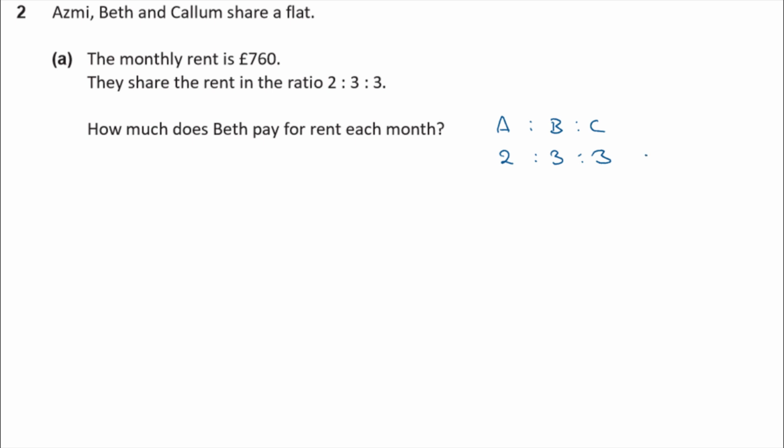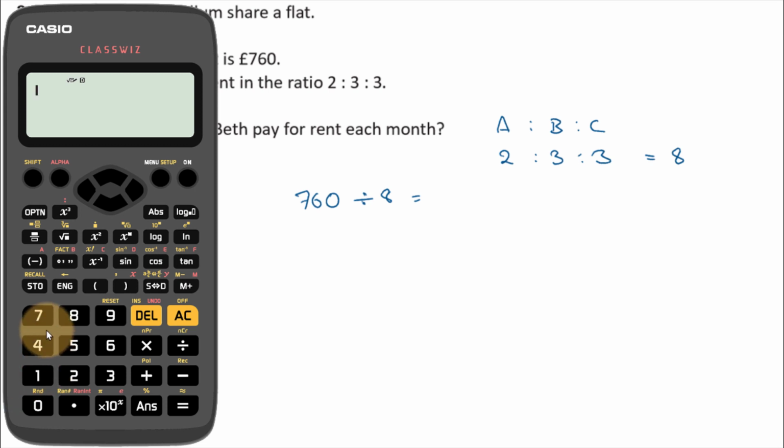So if you add the parts together, 2 plus 3 plus 3, that means we have a total of 8 parts altogether, haven't we? 2 parts for Asmi, 3 parts for Beth, 3 parts for Callum, 8 altogether. Now dividing the £760 into those 8 parts, so 760 divided by 8, what's that then? Need my calculator. 760 divided by 8, that comes out to be 95. So that means each share is worth 95.